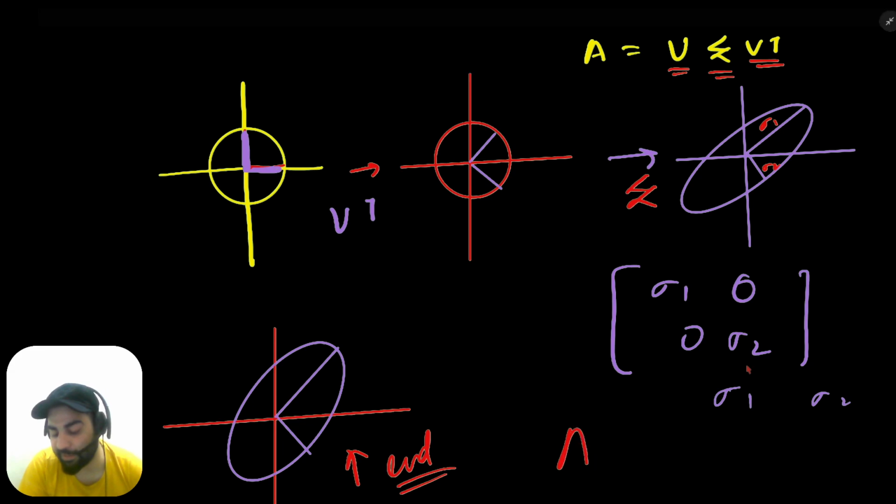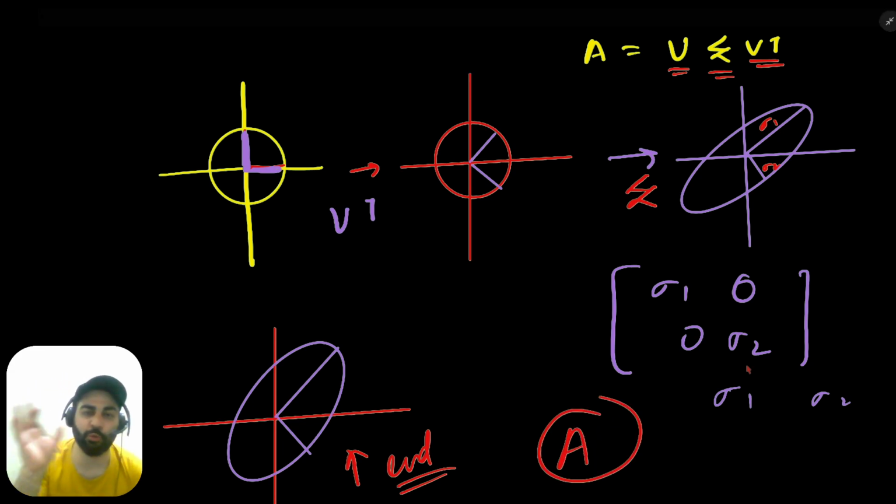That was done by A. So A was a transformation. I showed you that this transformation can be broken down into a rotation, then stretching, and then a rotation again. The first thing was rotated like this, then this was stretched, and then this was again rotated. That's how we can show it visually. Is it clear?